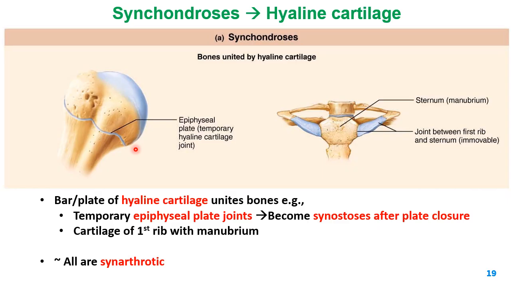After you're done growing, the epiphyseal plate becomes bony tissue. So after you don't have cartilage anymore, this thing becomes a synostosis. This is osseous tissue that does not have movement. So it changes from synchondrosis, which has to do with cartilage, to synostosis after plate closure. Okay. What about this joint over here? Does it ever change?